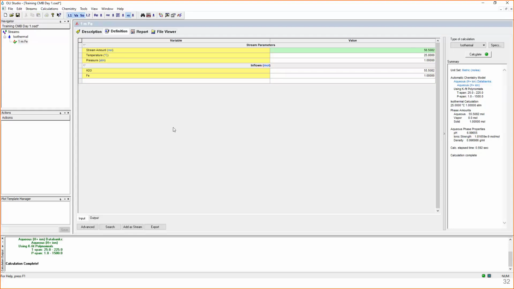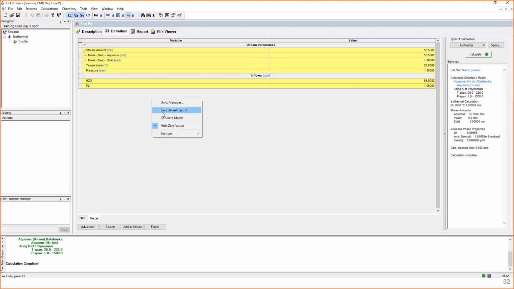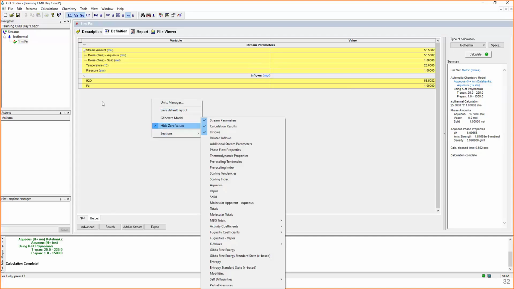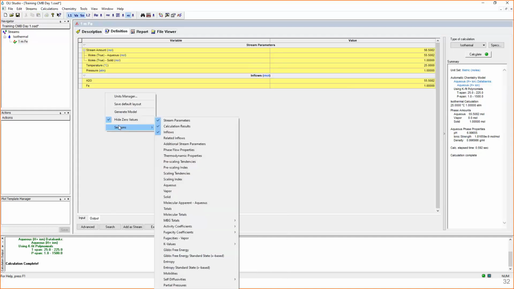The first way is to go to the output tab. So you see down here where it says input and output. If you click on the output tab, it will take you to something that looks very similar to your input, but now in this gray area, you can start adding information. If you right click on any of these gray areas, you go to sections. So again, right-click, sections, and then you have all of this information you can add.